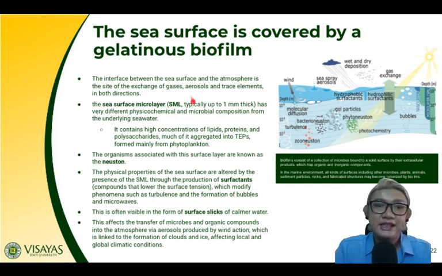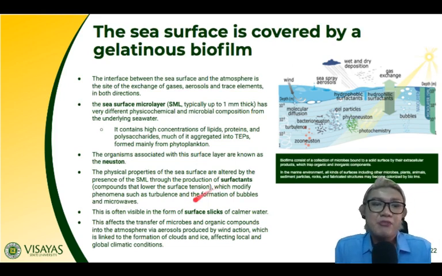So the interface between the sea surface and the atmosphere is the site of the exchange of gases, aerosols, and trace elements in both directions. So the SML, or the sea surface microlayer, which is typically 1 millimeter thick, has very different physical and chemical parameters and microbial composition from the underlying seawater. So the SML contains high concentrations of lipids, proteins, and polysaccharides, much of which is aggregated into TEPs that are formed mainly from phytoplankton. So the organisms that are associated with the surface layer are known as the neuston. So you'll know that already from your previous courses.